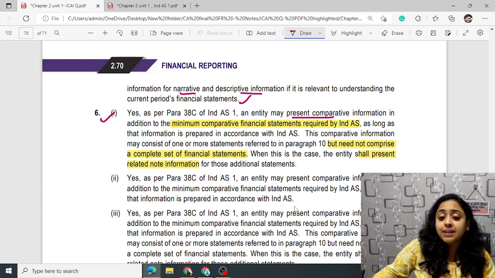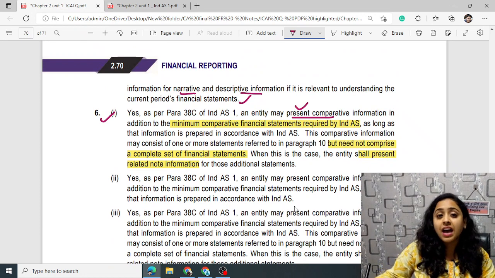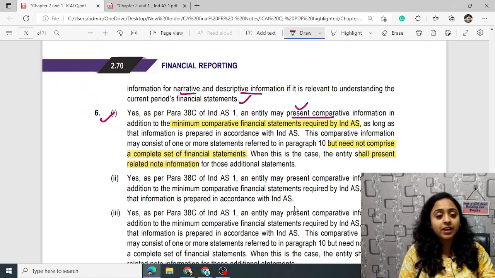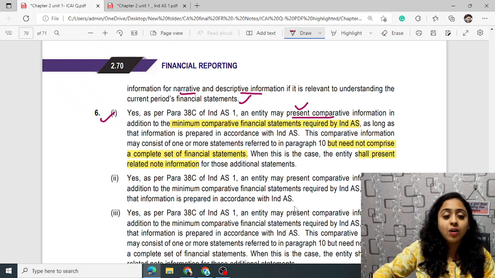Yes, an entity may present comparative information in addition to the minimum comparative information required, as long as the information is presented in accordance with the Ind AS. But every information should be provided as per Ind AS.